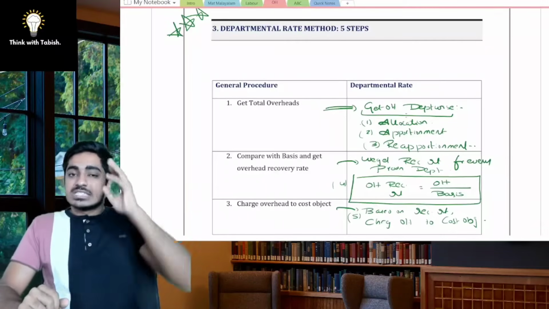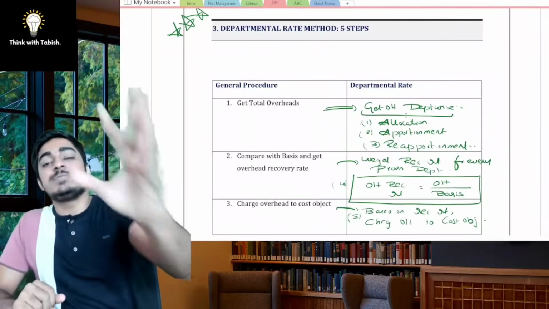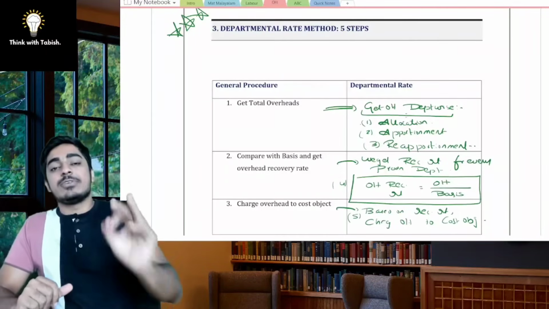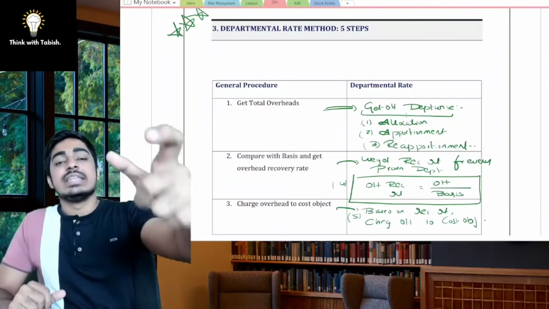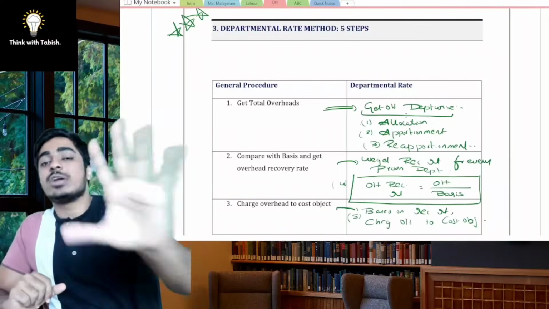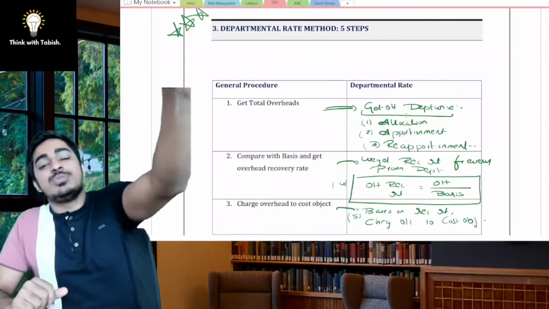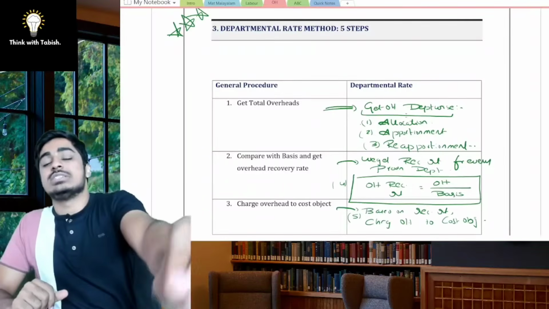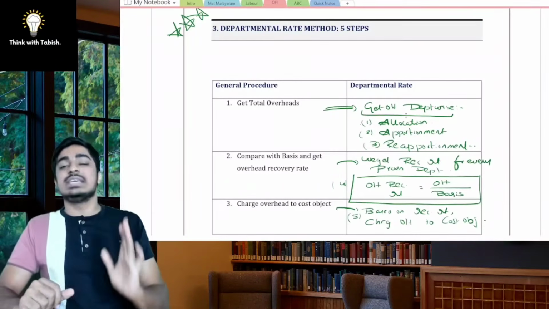What does it mean? Suppose we have overheads of a specific department, we can directly transfer them to that department. Say for example, we have a department hardware. There we have incurred a rent of 10 lakh. I know this rent of 10 lakh is only for the hardware department. So I can directly distribute this rent of 10 lakh to the hardware department. This is allocation, when cost is incurred only for a single department.